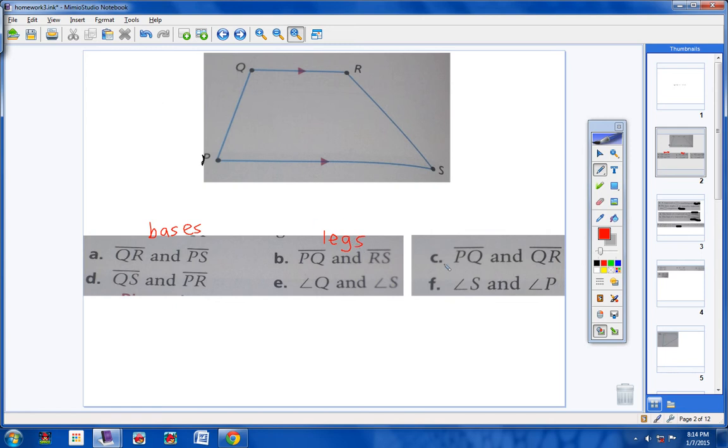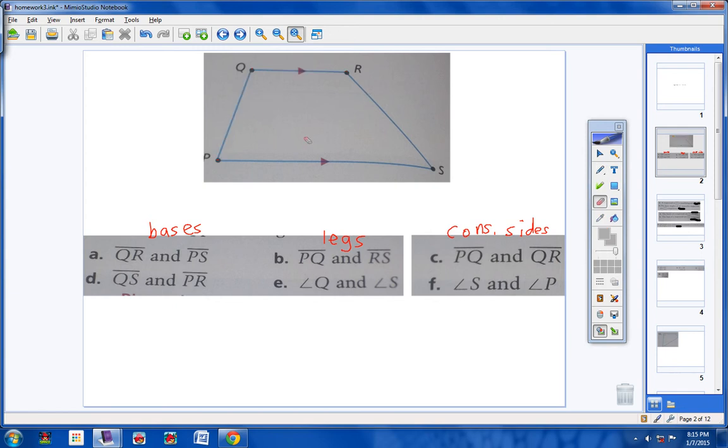Okay? Moving on to letter C, we're dealing with PQ and QR. Now, those two sides are what we call consecutive sides, because they're touching each other. They're two sides that are side by side, so they are called consecutive sides. This is a leg here. This is a base here. And so these two sides are called consecutive sides, okay?